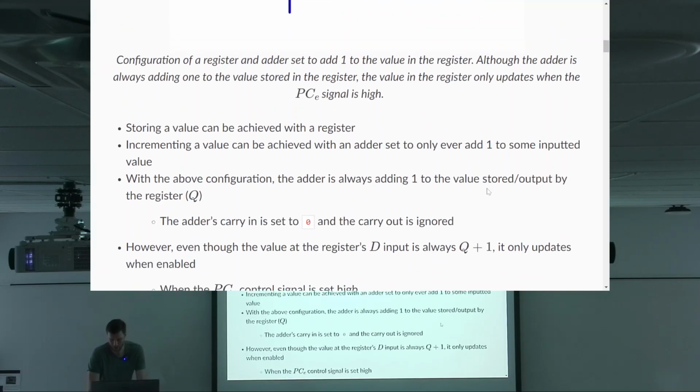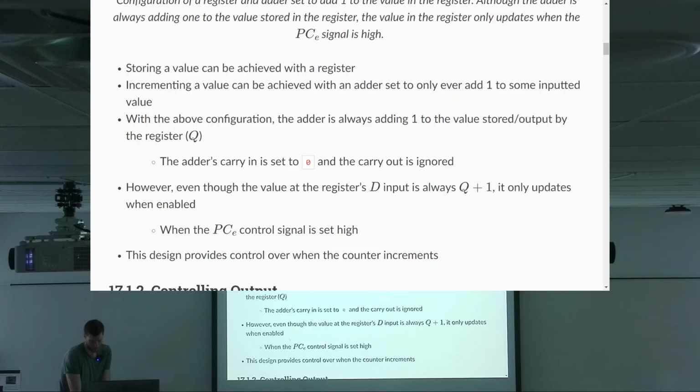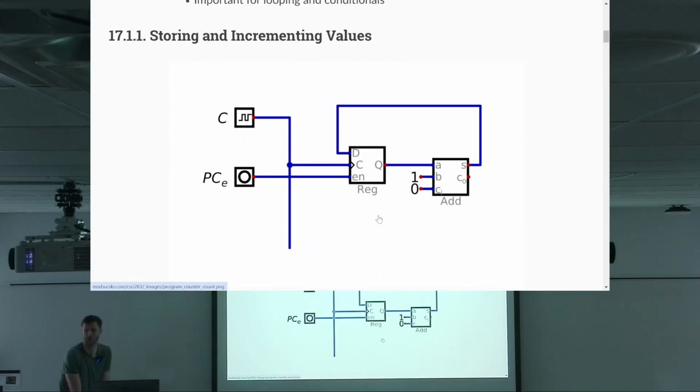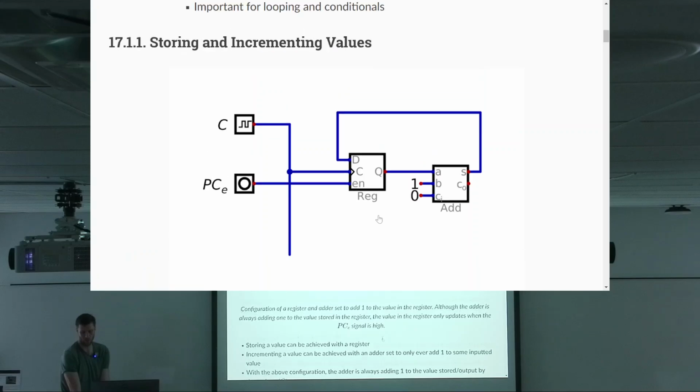All right, so storing a value can be achieved with a register, obviously, and incrementing a value can be achieved with an adder, where we always add 1 and a 0 carry to some input. With the above configuration, the adder is always adding 1 to the stored value in the register, being output by Q. However, even though the value at the register D's input is always Q plus 1, it only updates when enabled, when the program counter enable is high, like I just said.